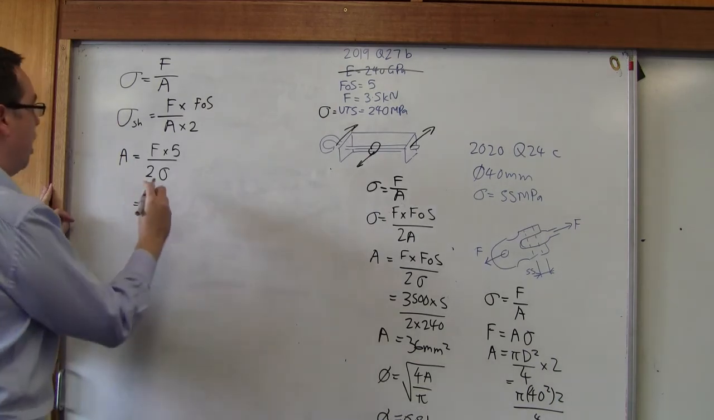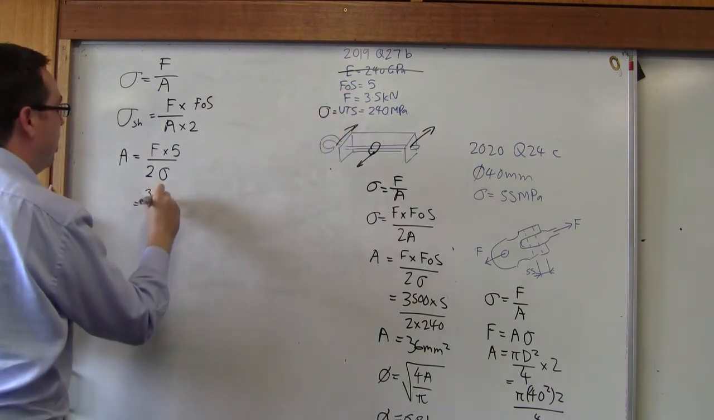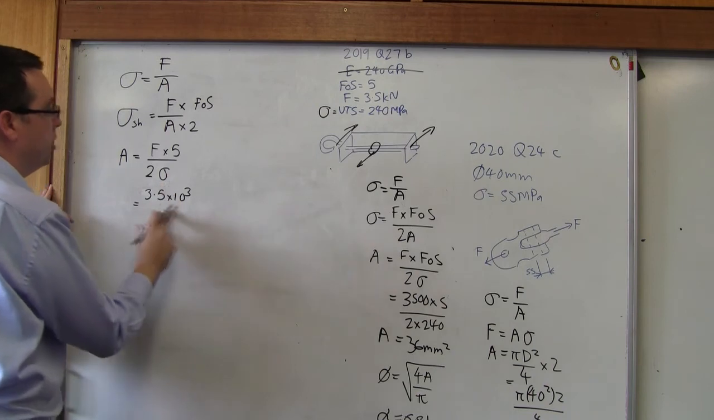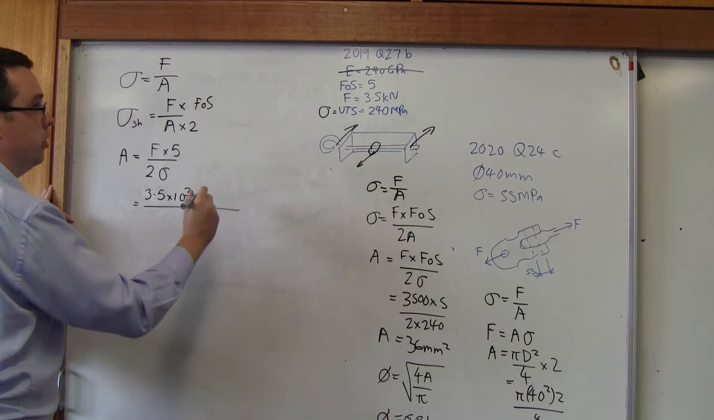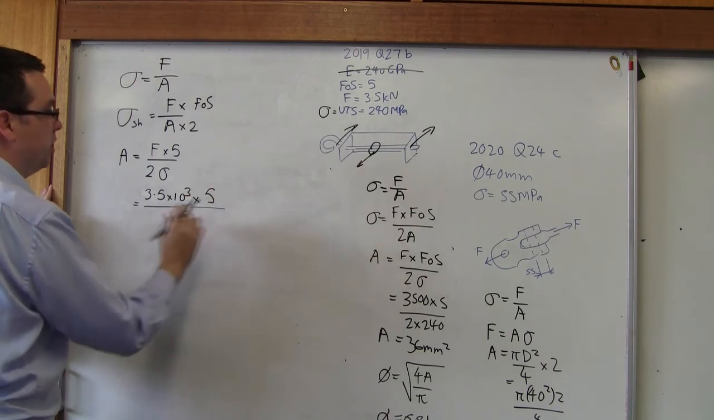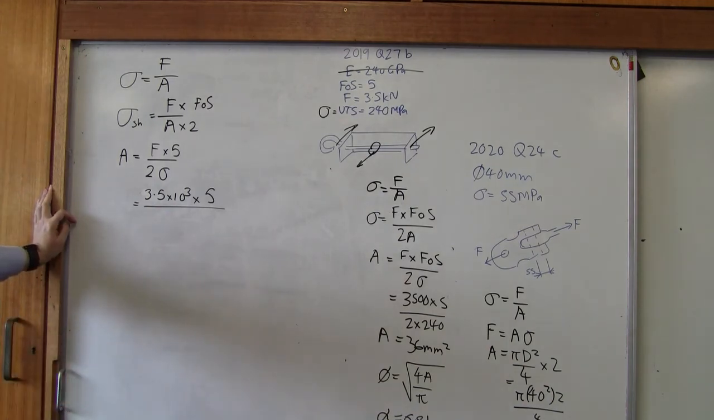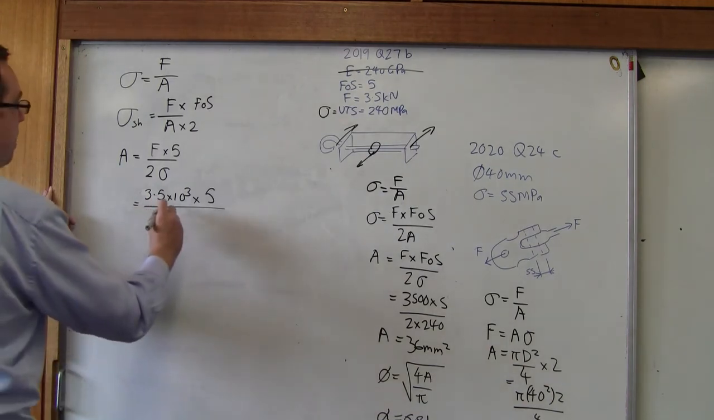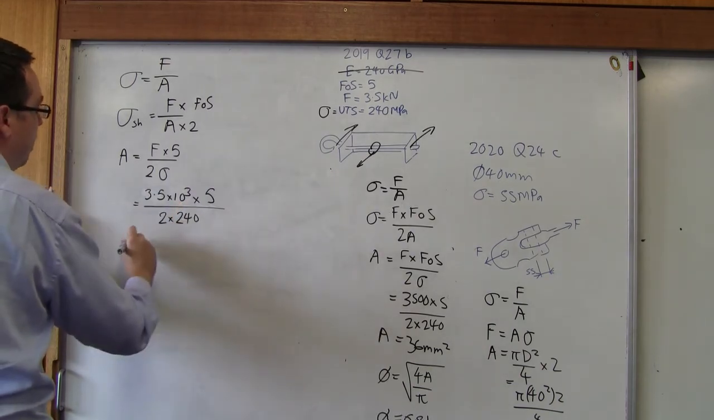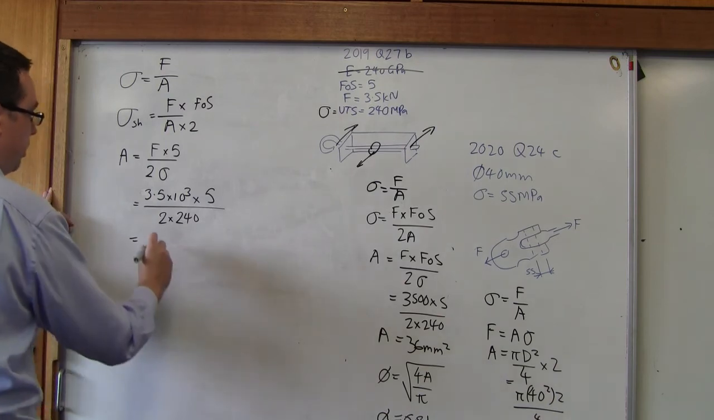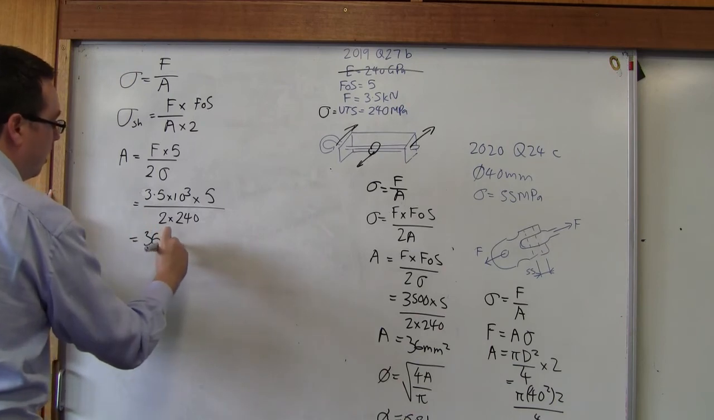Okay, so we get our force equals 3.5 times 10 to the 3, because remember, it's in newtons. We have to convert kilonewtons to newtons. Then we're multiplying by 5 for the factor of safety. We've got our area, and then divided by 2 times shear, the shear is provided as 240, the UTS. I've calculated that already, and it gives us 36 millimeters squared.